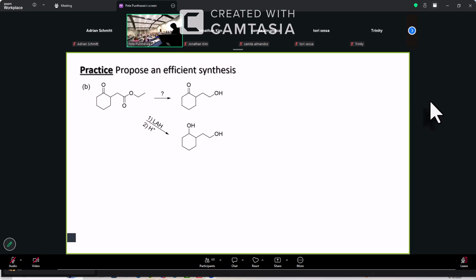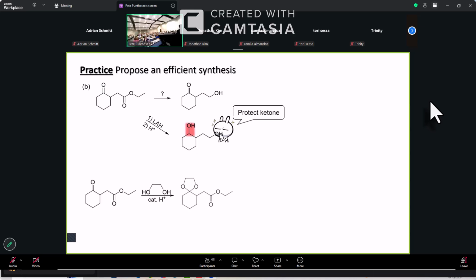But now, lithium aluminum hydride is also reactive toward aldehydes and ketones. This guy gets reduced too. Can you see that? In a situation like this, it calls for protecting the aldehyde or ketone. Same thing: add ethylene glycol, you get this, put a hat on, do whatever you want right there, as long as it's not acidic condition. And then deprotection.